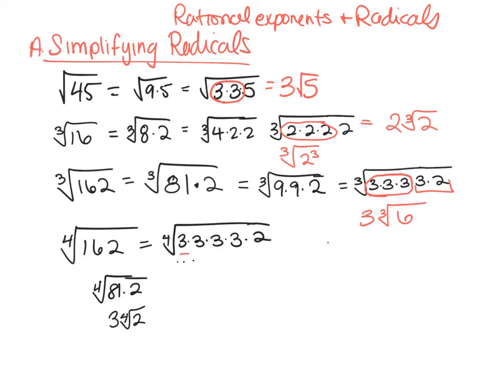Otherwise, I see 4 threes because it's a fourth root and I'm looking for groups of 4, right? And fifth root, I'm going to look for groups of 5. Now, the better I have my chart memorized, the easier this is going to be, right? So that's the fourth root of 3 to the fourth, which is 3 times the fourth root of 2. Okay.